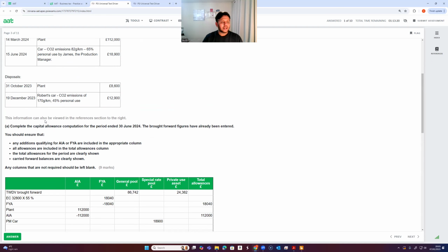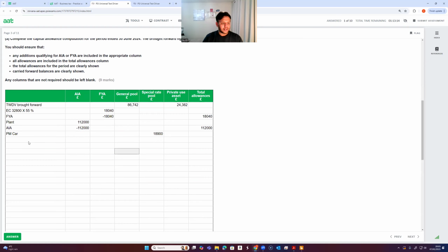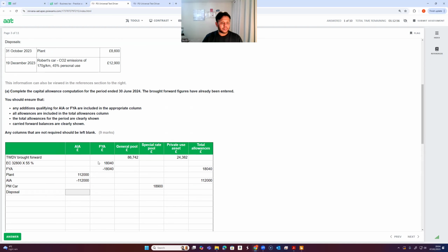What else? That's all. Now we have a disposal. The first disposal, we have a plant from the general pool. So write it down, disposal. Even if you make something like up and down, you don't have to follow the serial. You still get the full marks if all the calculations are correct. So the disposal, we have a plant from the general pool, minus 8,600.